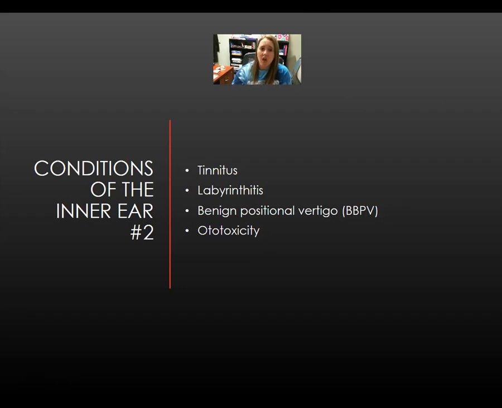Benign positional vertigo. There's a lot of people that suffer from this. Probably a lot of patients that you have that come in and have falls are going to have this underlying problem. So that's benign positional vertigo. And what it is, it kind of comes and goes. It's a brief period of incapacitating vertigo. So, all of a sudden everything just starts spinning. And that occurs when we have a change in position of our head in respect to gravity.